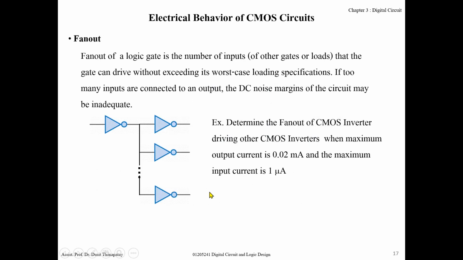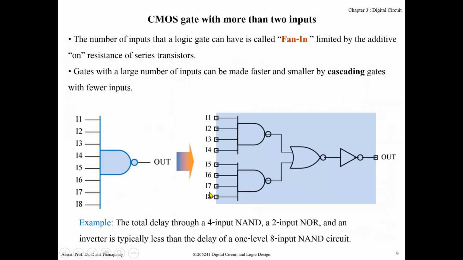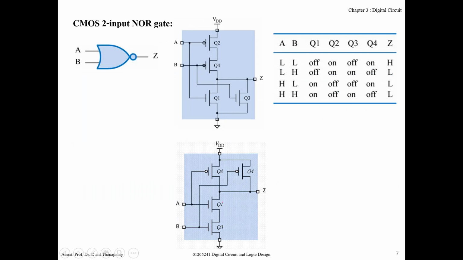Next parameter you should know is fan out. Fan out means what? For example, maybe this circuit. Let's consider this one.